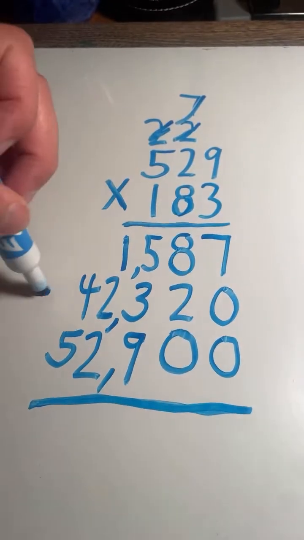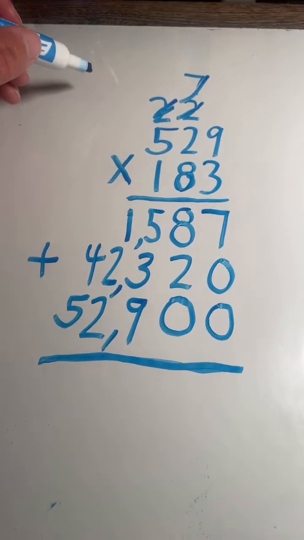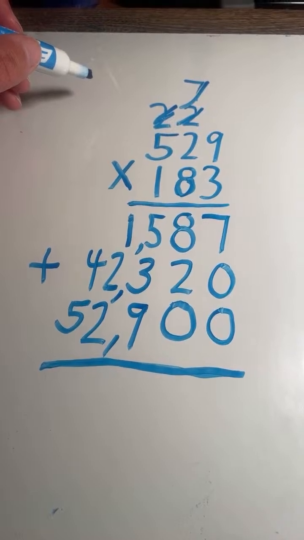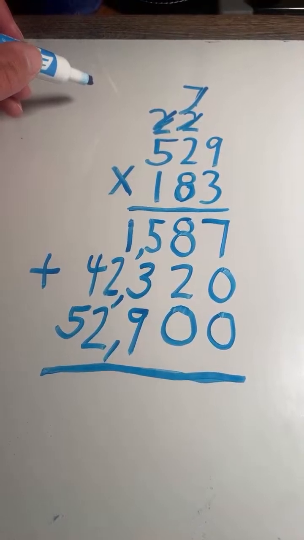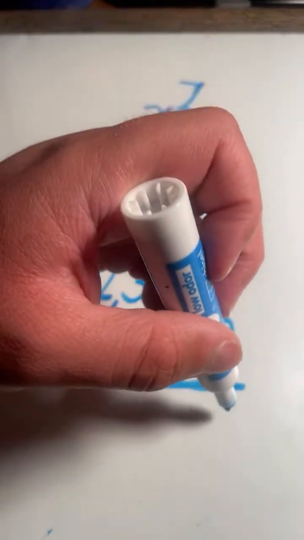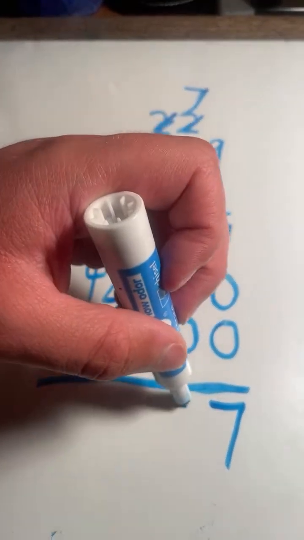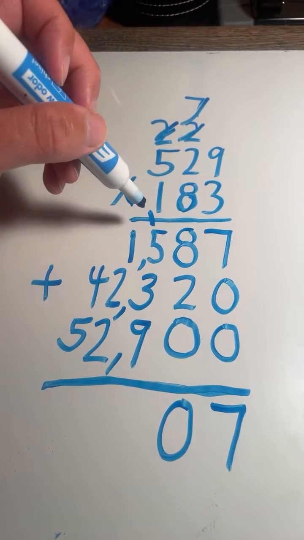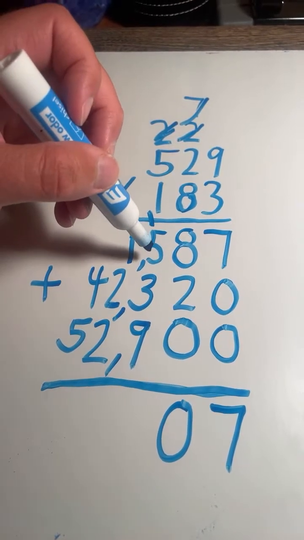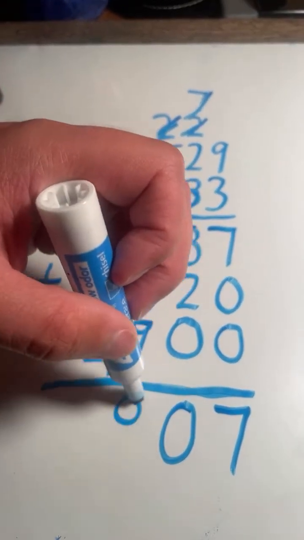Now the final step is we have to add these three numbers together. So 7 plus 0 equals 7. 8 plus 2 plus 0 equals 10. 0, carry the 1. 1 plus 5 equals 6. Plus 3 equals 9. Plus 9 equals 18. 8, carry the 1.